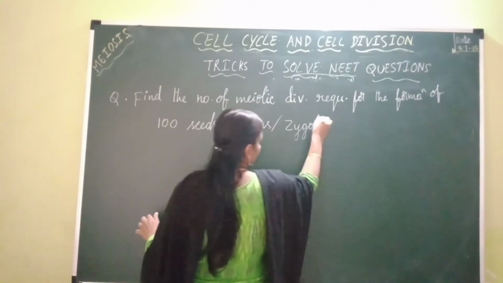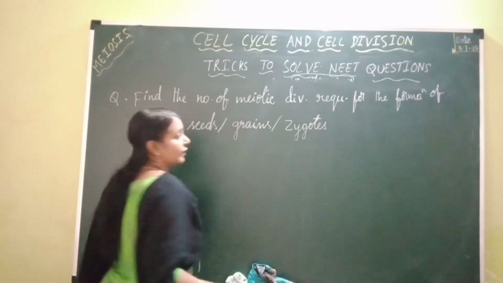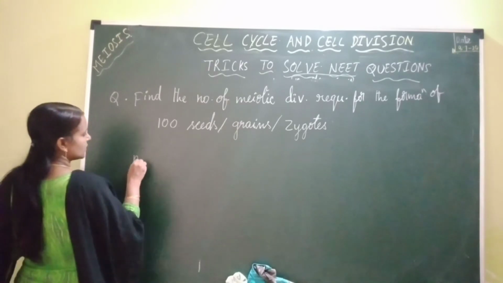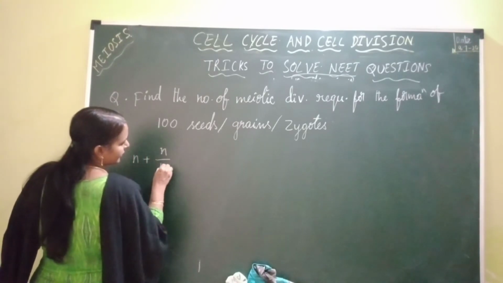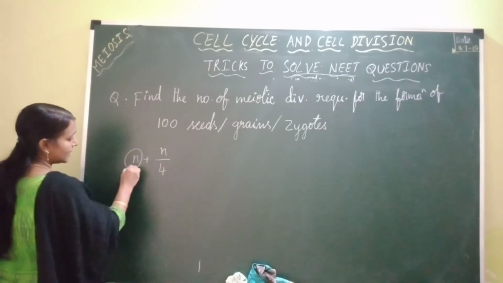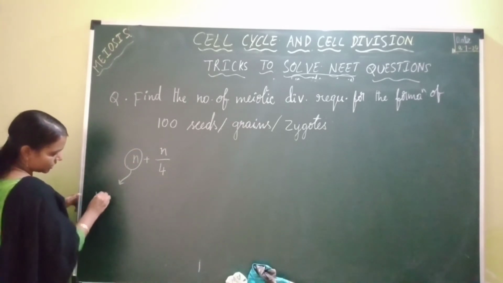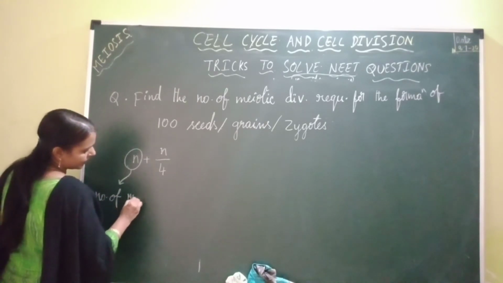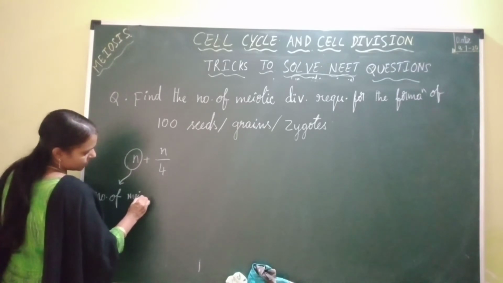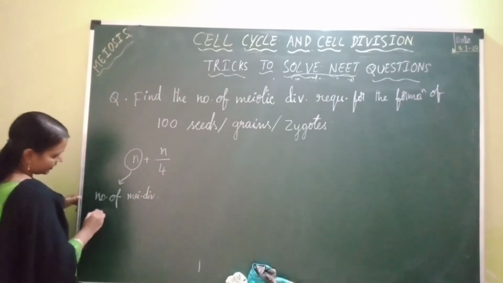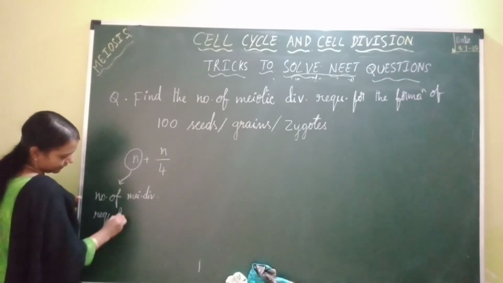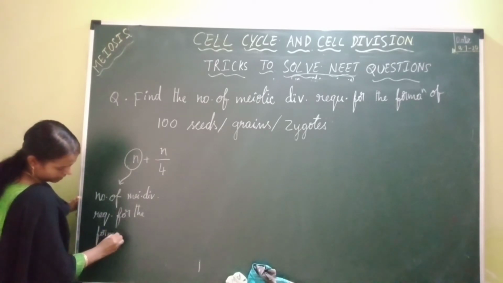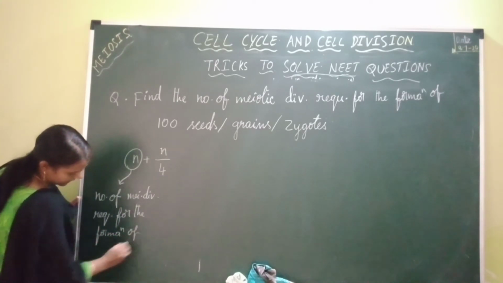To solve this type of question, that is to find the number of meiotic divisions required for the formation of seeds or grains or zygotes, we have to use the formula N plus N by 4, where N is the number of meiotic divisions required for the formation of female gametes, that is eggs.